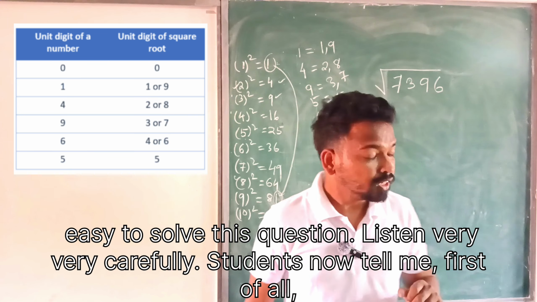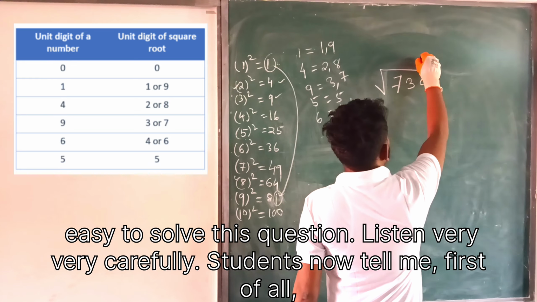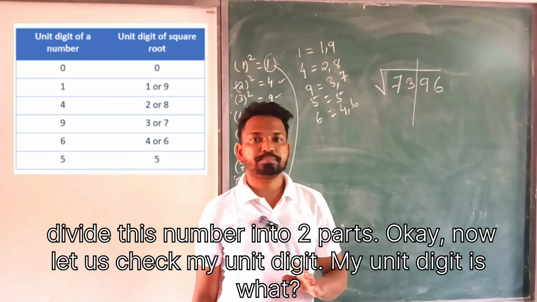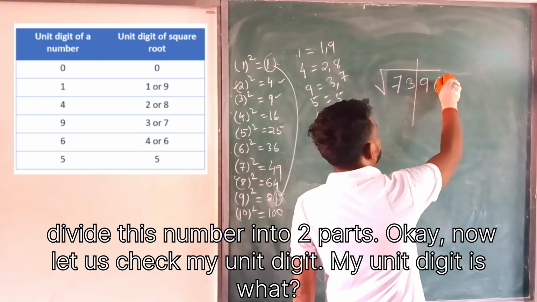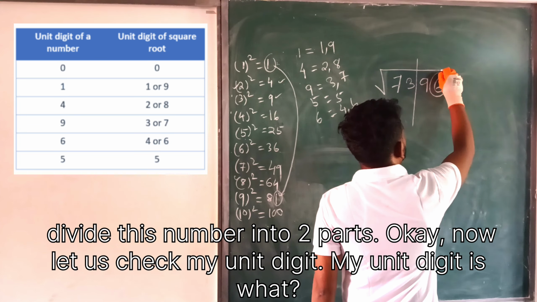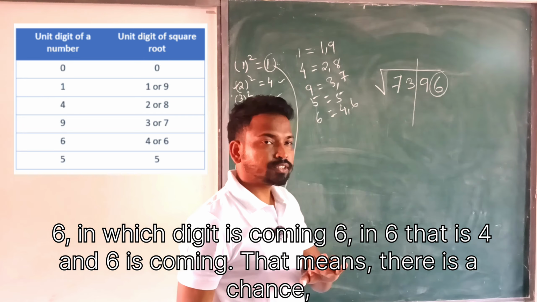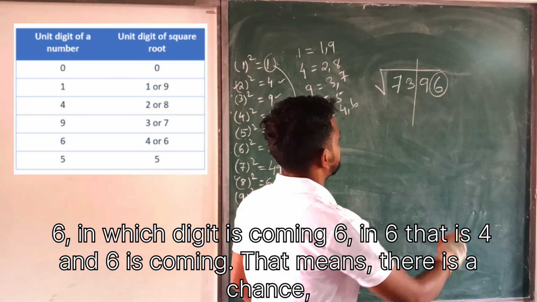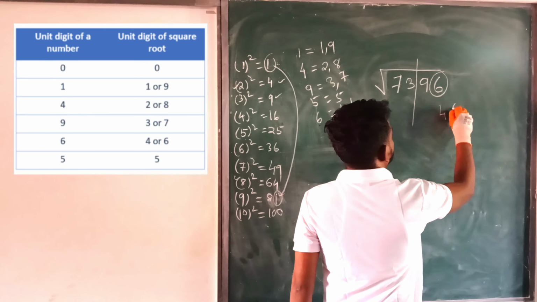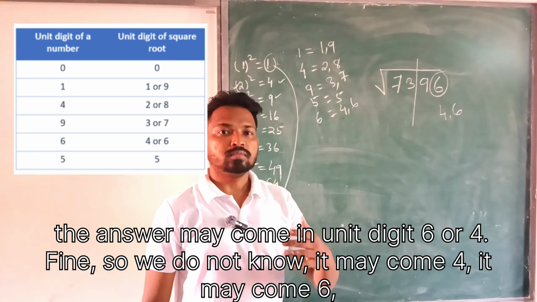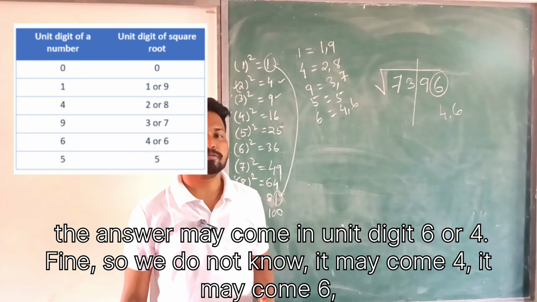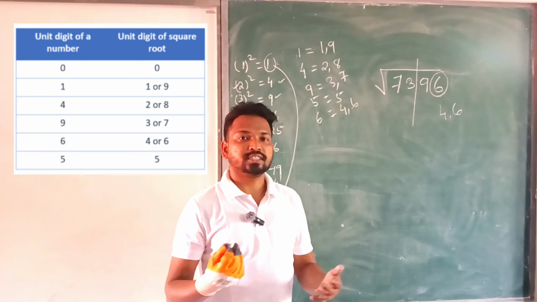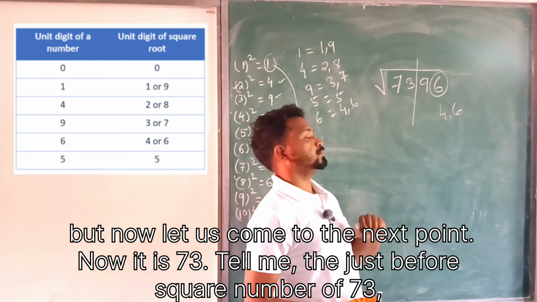Listen very carefully, students. Now tell me, first of all, divide this number into two parts. Okay, now let's check my unit digit. My unit digit is what? 6. In which digit is it coming? In 4 and 6. That means there is a chance the answer may come in unit digit 6 or 4. Fine. So we don't know, it may come 4, it may come 6.